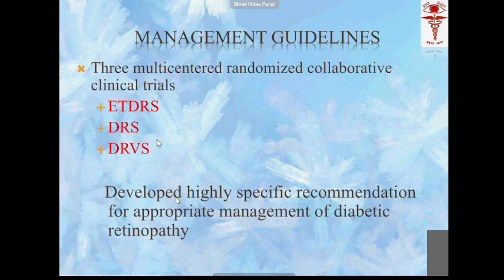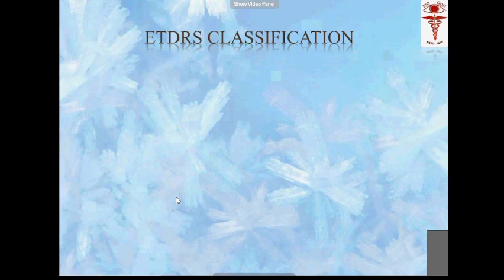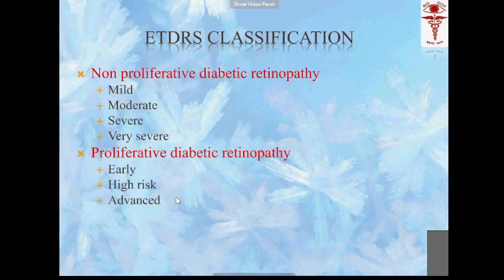Remember the name ETDRS; you should definitely know it, because this ETDRS study classified diabetic retinopathy into non-proliferative and proliferative diabetic retinopathy. Non-proliferative is again classified into mild, moderate, severe and very severe. Proliferative is the advanced stage of diabetic retinopathy. It is again classified into early proliferative diabetic retinopathy, high-risk proliferative diabetic retinopathy and advanced PDR. And there is one more entity called diabetic macular edema, clinically CSME, clinically significant macular edema.